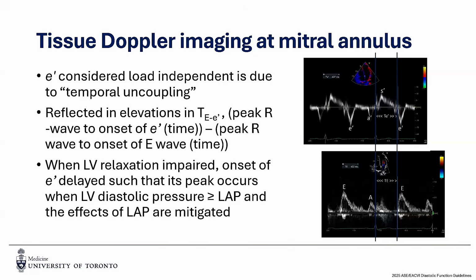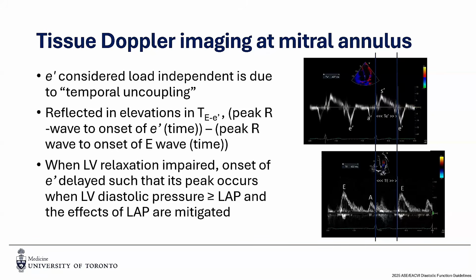And one way to look at this is the T E minus E prime, which is one of the more novel parameters that's introduced in the 2025 guidelines. Now, it's obviously not used as much in clinical practice, but I find that it's helpful to conceptualize it. So the time of the E minus E prime is basically the difference between the time of the peak R to the onset of the E prime minus the time of the peak R to the onset of the E wave. So again, I'm not sure if you can actually see my cursor here. I don't know if you can, probably not.